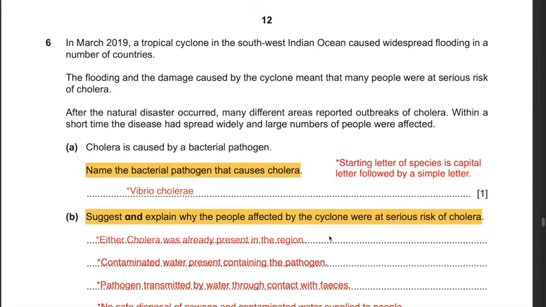The bacterial pathogen that causes cholera is known as Vibrio cholerae. And a key thing you should know is that when you're writing the species that causes a certain disease, the starting letter of the genus is always a capital letter. The second part, that is cholerae, should start with a small letter. That is how you write the name of a species. Vibrio cholerae is the bacterial pathogen.